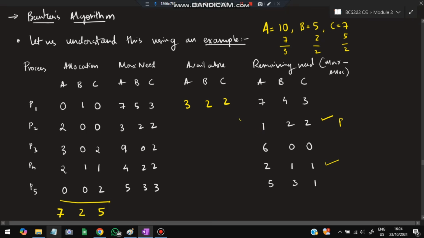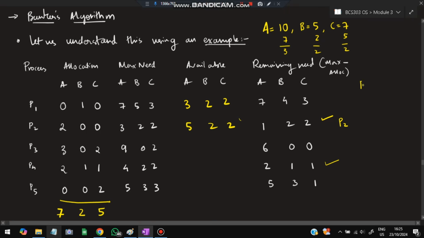So once P2 is successful, it will also release the resources which it had allocated initially. It will release 2 0 0, because once this is over it does not require these resources anymore. If it releases, it will get added to the available ones. This resource is released, which means it can be used, that means it is available. So total available A's will be 2 added with 3, 0 added with 2, 0 added with 2. So total available will be 5 2 2, and P2 is executed.